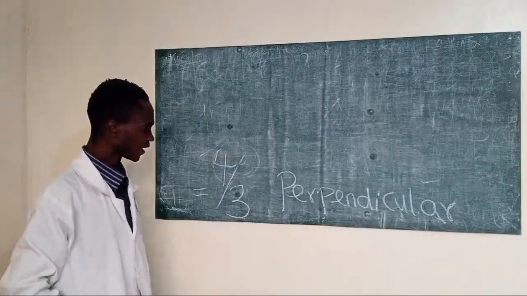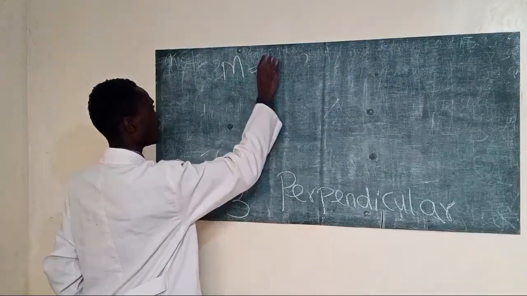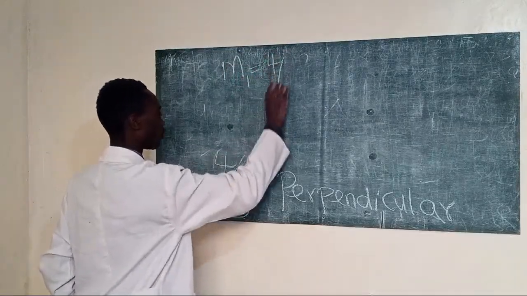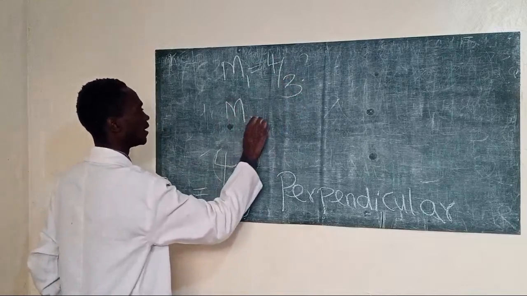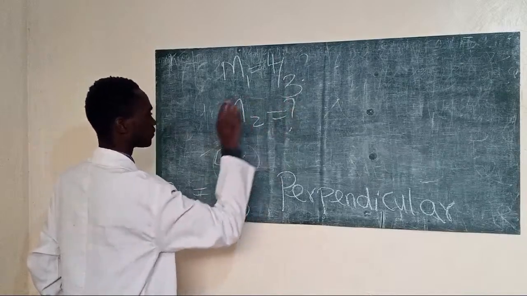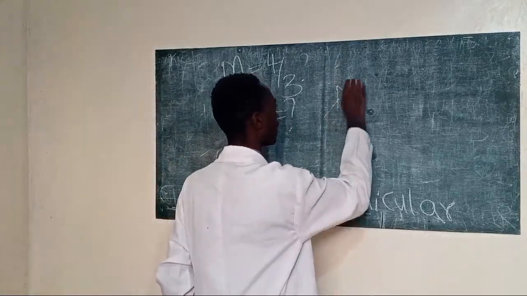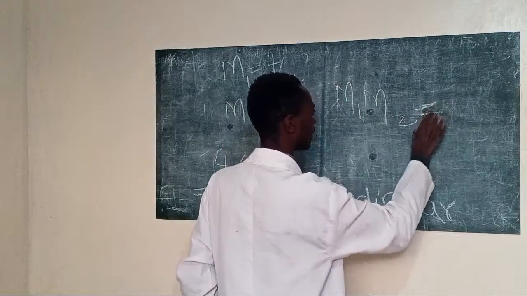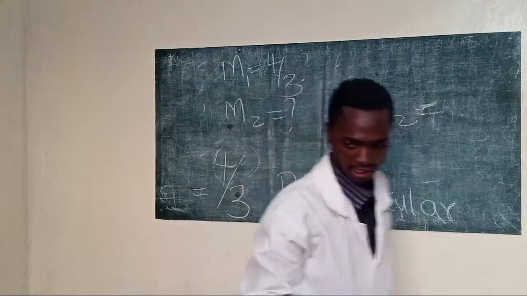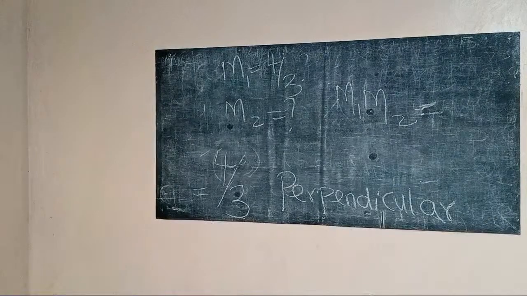How do we find the gradient? Our first gradient M1 is 4 over 3. The gradient of that perpendicular line is M2. What is the relationship between the gradient M1 and M2 in a perpendicular line? Is equals to? Negative?